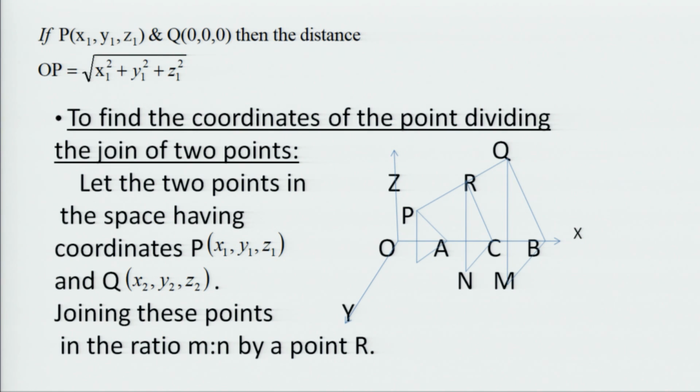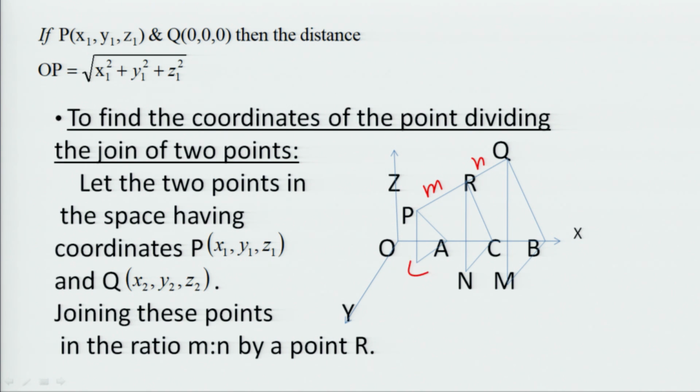If P is x1 y1 z1 and Q is 0 0 0, that is, it passes through the origin, then their distance is OP equals under root x1 square plus y1 square plus z1 square. Now, to find the coordinates of the point dividing the join of two points, we take any two points P and Q, with ratio small m and small n.